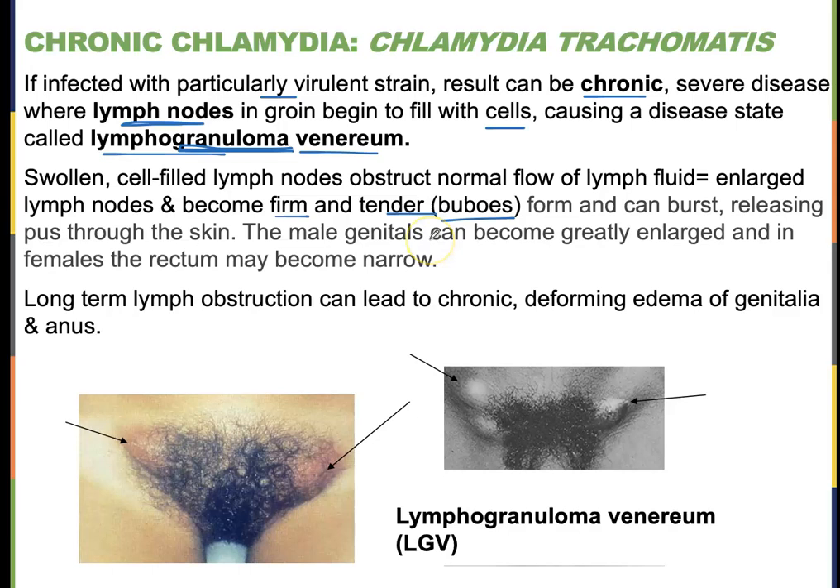Male genitals can become enlarged because of that drainage. It's just like the lymphatic tissue fluid cannot be removed from that organ, or like the extremities, and normally that fluid would move back to the bloodstream by the lymphatic system, but if you block that flow, it stays in the tissue and just becomes really swollen. So long-term lymph obstruction can lead to chronic and deforming edema of the genitals and the anus. And so this is what we call lymphogranuloma venereum. As you can see, the very swollen lymph nodes.